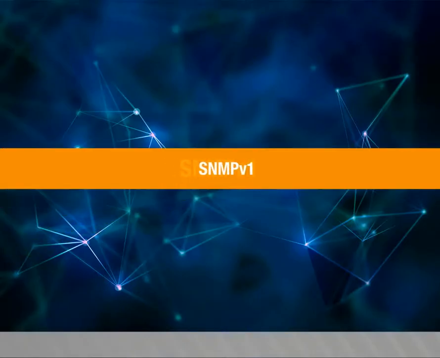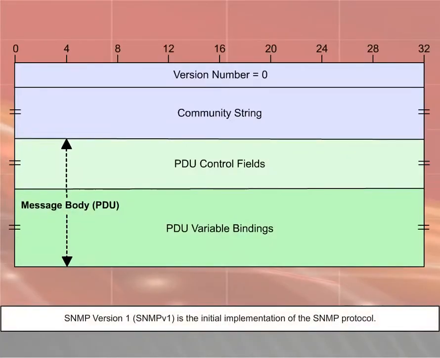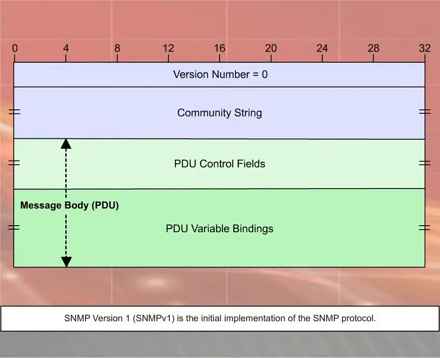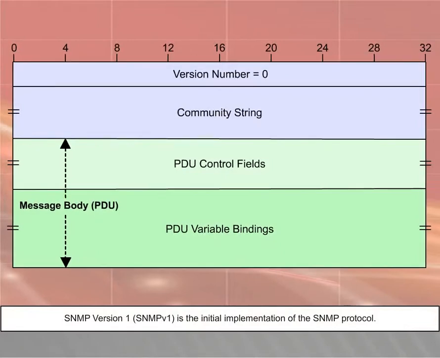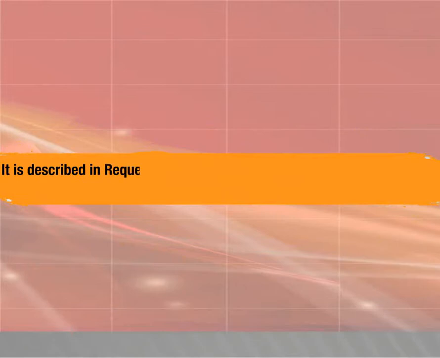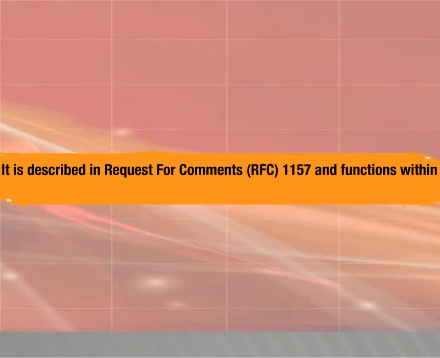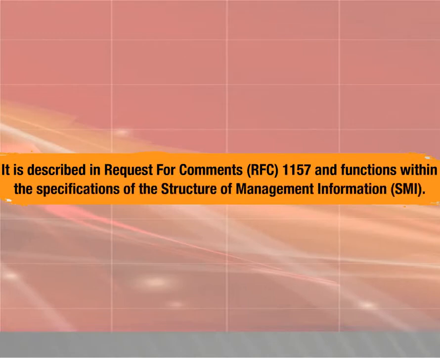SNMP v1. In this video, we are going to see about SNMP v1. SNMP version 1, SNMP v1, is the initial implementation of the SNMP protocol. It is described in Request for Comments, RFC 1157, and functions within the specifications of the Structure of Management Information, SMI.